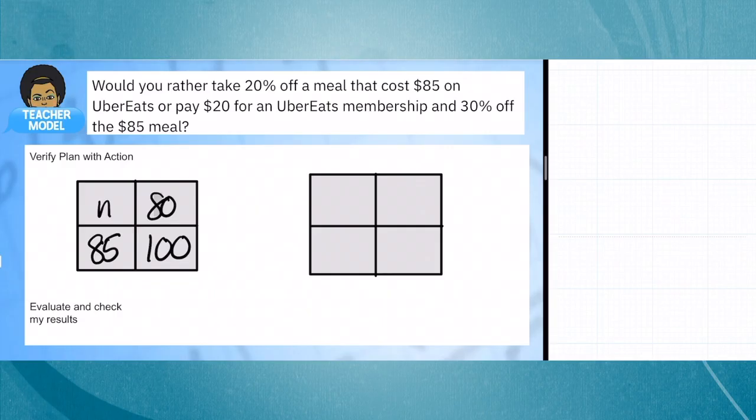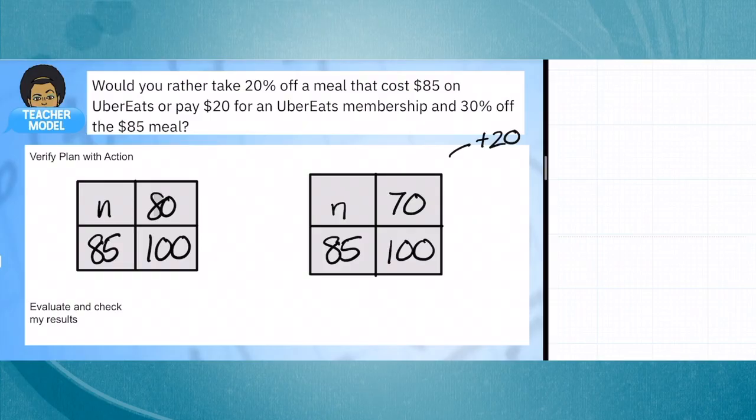So here's the first setup. In the second setup, I want 30% off. So that's 70% out of 100. And it's still an $85 meal. So if it was just this, we know which one would save us more money. 70%, I'd rather pay 70% than 80%. But then there's this plus 20. So whatever I do on this side, at the end, I'm gonna add $20.